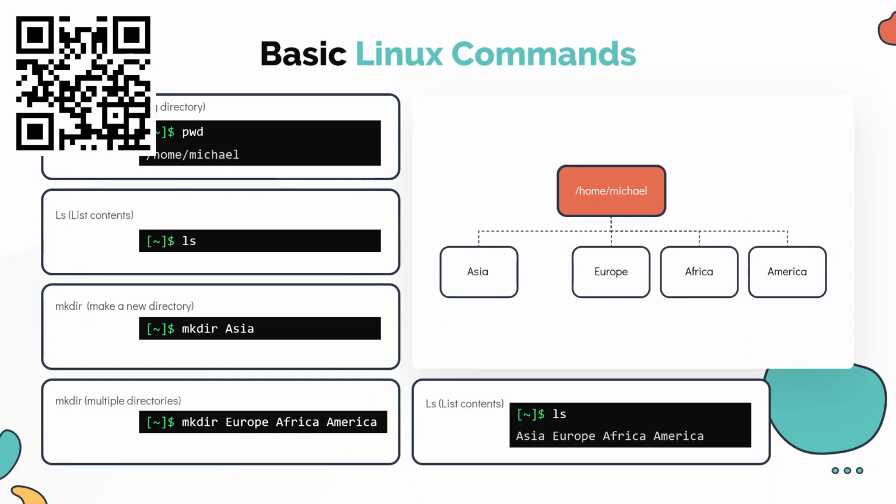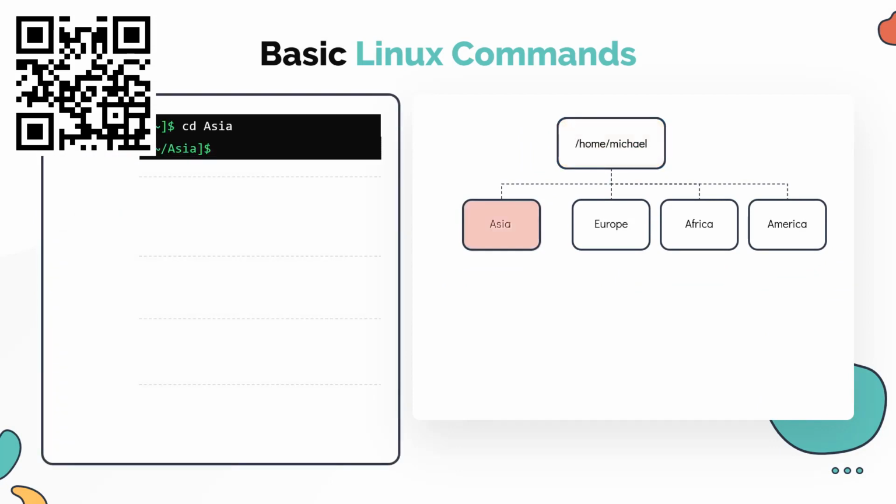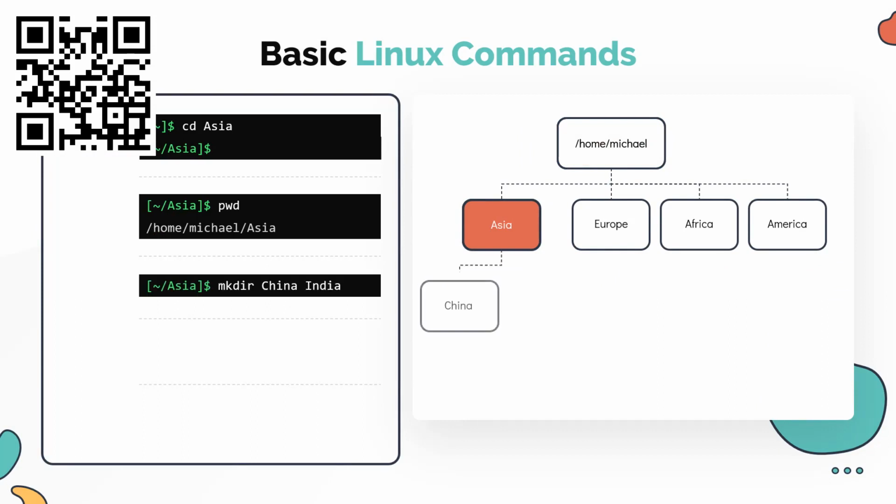Next, let us create the countries. One way to do this is to change directory from the home directory to one of the directories representing a continent, such as Asia, and then create the directory. Running the pwd command again will show us that the current working directory has changed from the home directory to /home/Michael/Asia. Next, we can create the directory called China and India using the mkdir command that we used before.